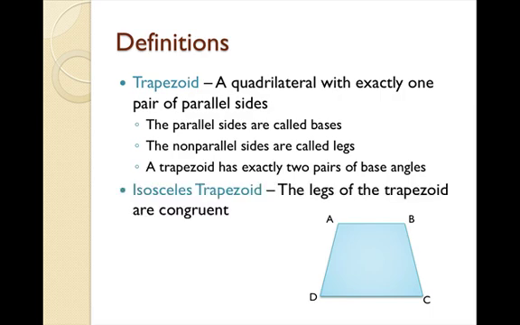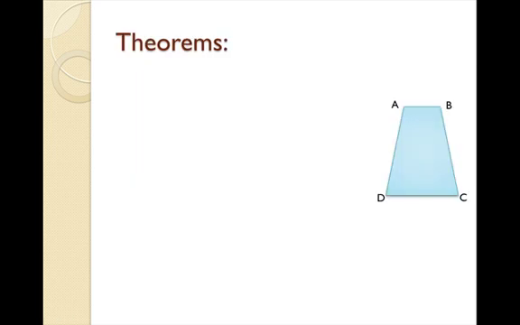Now we're going to learn about an isosceles trapezoid. An isosceles trapezoid is unique in that the legs of the trapezoid are congruent. So by definition, an isosceles trapezoid is a trapezoid, but the legs are congruent. In this case, AD would be congruent to BC. And we're going to go on to the next slide and learn a couple of new theorems that pertain specifically to isosceles trapezoids.